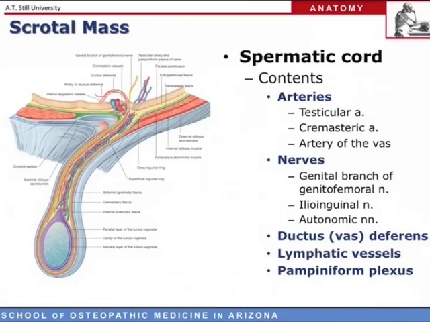And now for the 3 other things. Of course, the ductus deferens will be in the spermatic cord. That's the passageway for the sperm, and we've discussed that already.